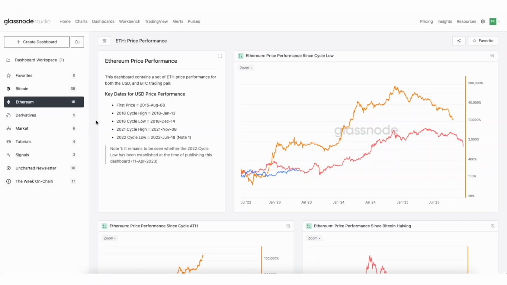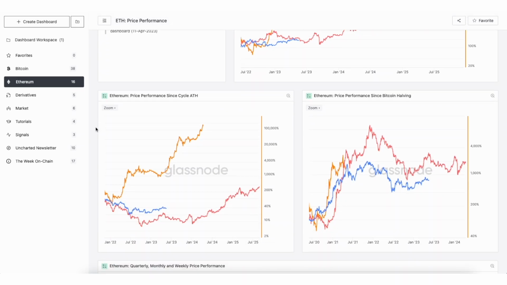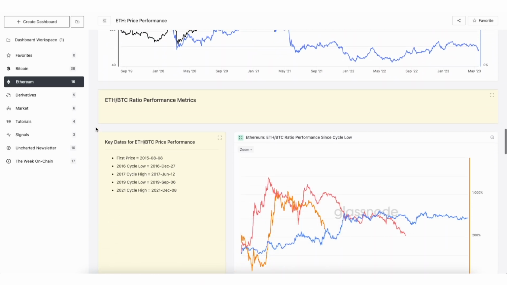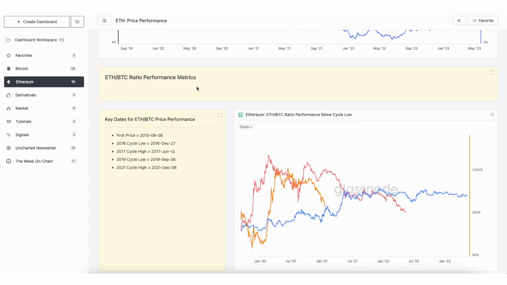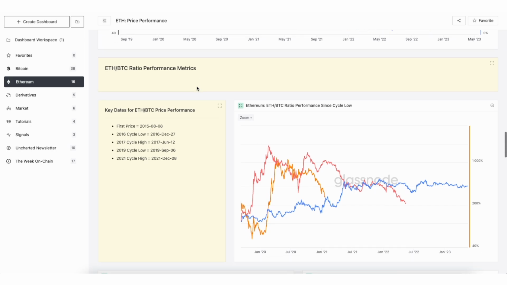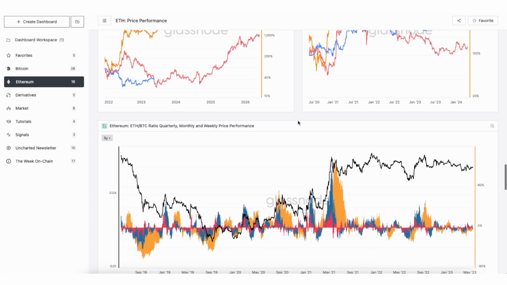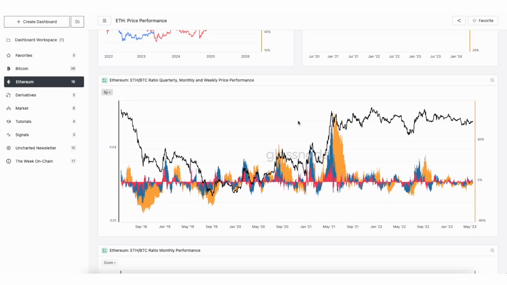The second dashboard that I'm going to take you through is the Ethereum price dashboard. And essentially, this is incredibly similar to the Bitcoin one that we've just been through. However, there is one key addition in this dashboard, and that is the ETH to Bitcoin ratio. As you may well know, this is a ratio that many crypto investors and traders love, so we've decided to include it here as well. I think our analyst team have done an amazing job with these, so would definitely recommend checking them out.